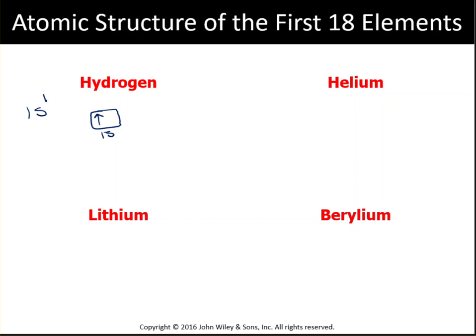Now let's move on to helium. Helium has 2 electrons. So the electron configuration of helium is 1s2. And the box diagram, you expect one box. You label the box, it's a 1s, and you expect 2 electrons in the 1s box.